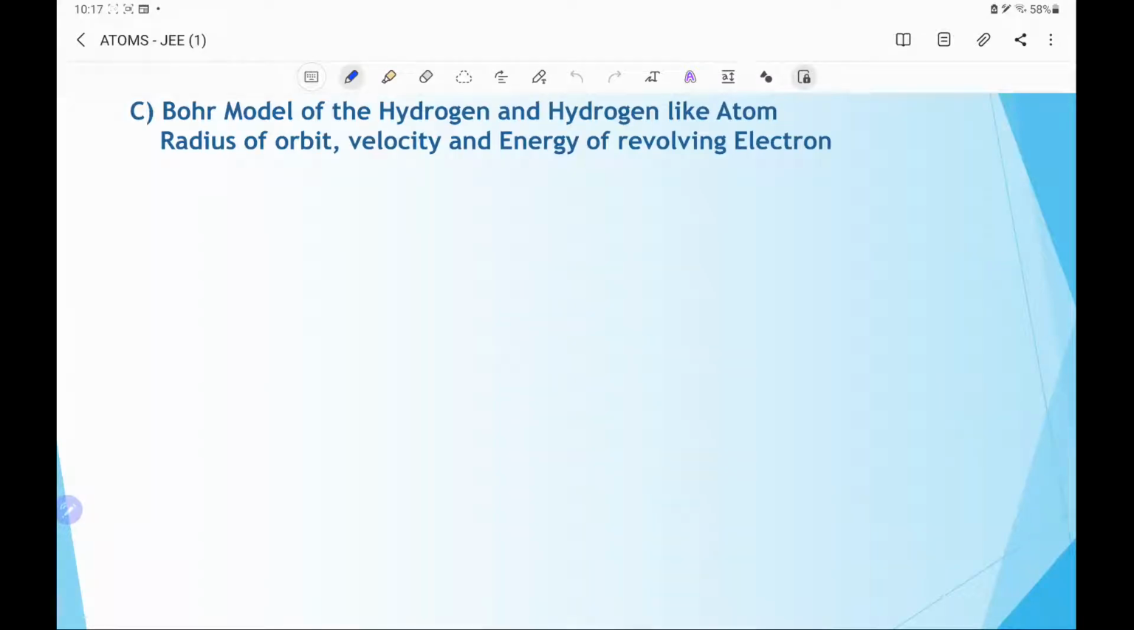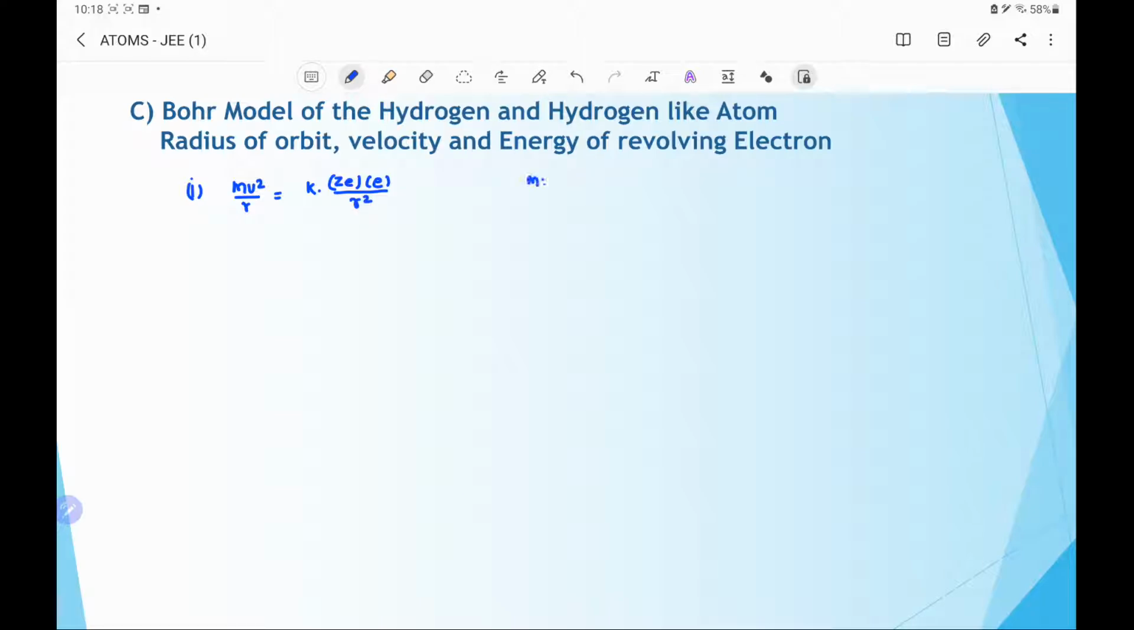To calculate the radius of the orbit, velocity and the energy of the revolving electron, we will use two conditions. Number one, the centripetal force required by the electron to revolve around the nucleus will be mv square by r, and it will be equal to k times the charge on the nucleus, that is Ze, if Z is the atomic number of the atom, and the charge on the electron divided by the distance between them square.